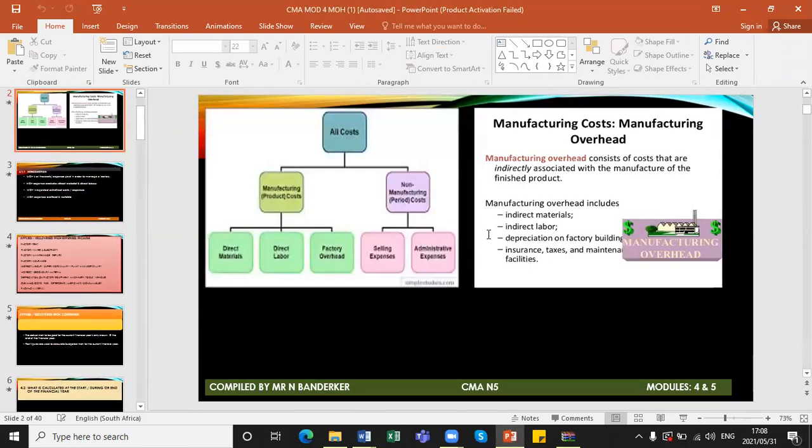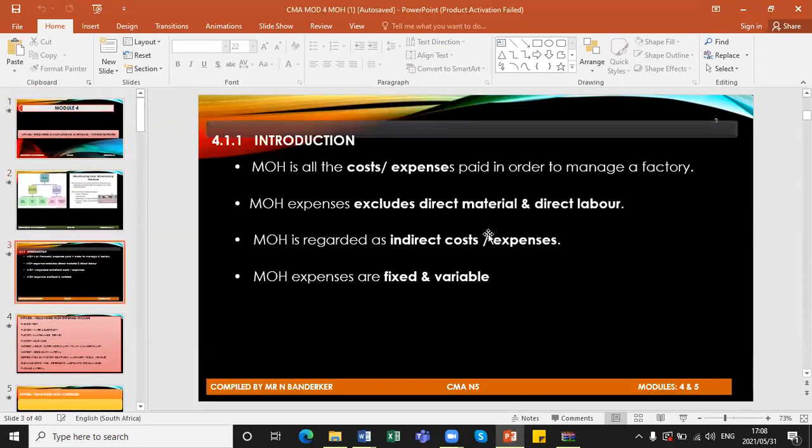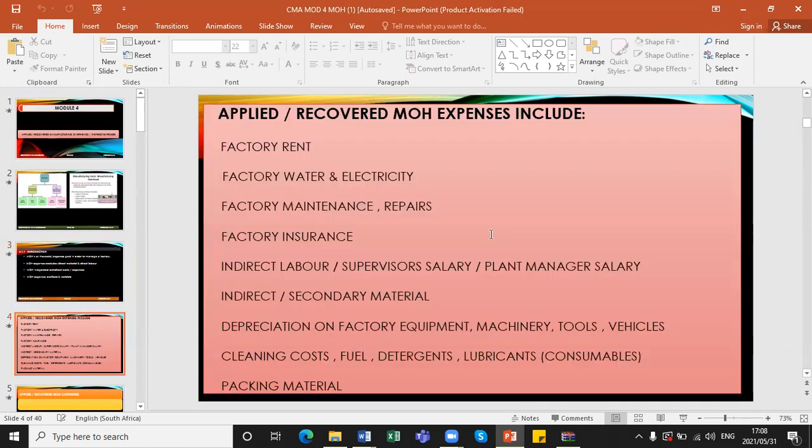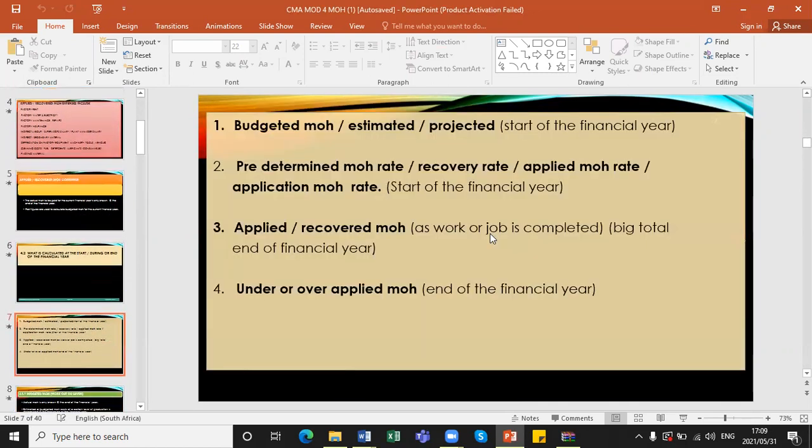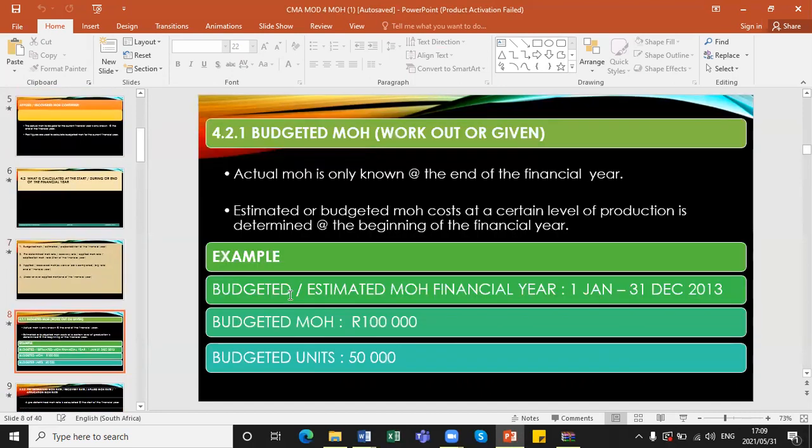As you know, we're busy discussing chapter 4. In my previous video, I explained chapter 4 and started explaining manufacturing overheads. Then we explained what is calculated at the start of the financial year, during the financial year, and at the end. So budgeted MOH is calculated at the start, as well as the predetermined rate. Applied overheads is calculated when production takes place, and then overapplied is calculated at the end of the financial year.